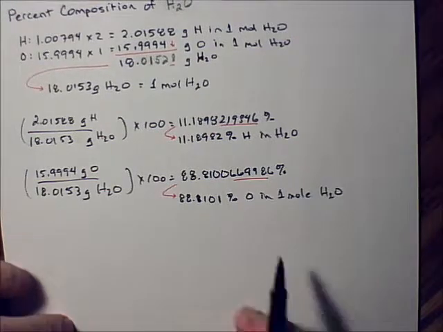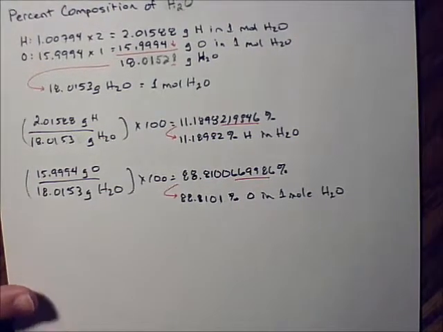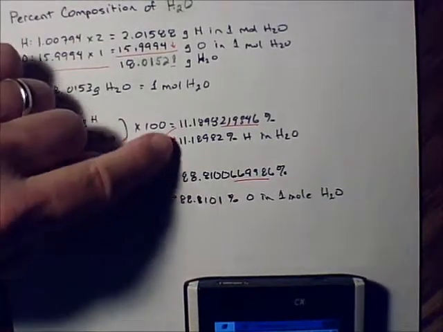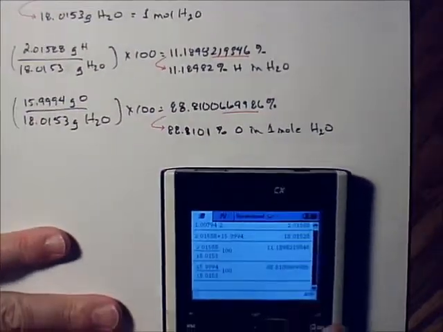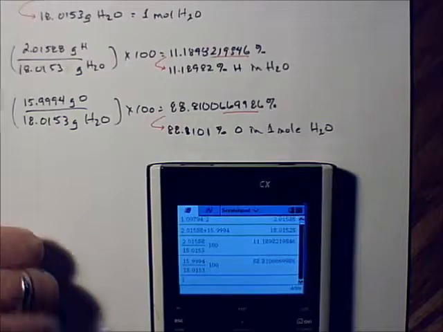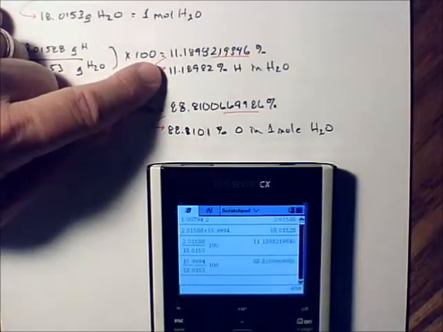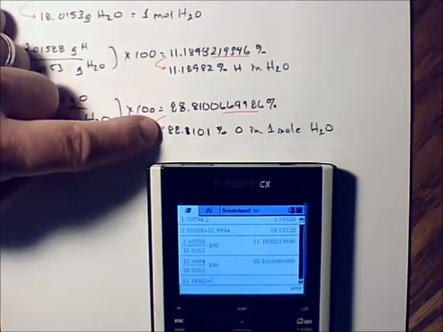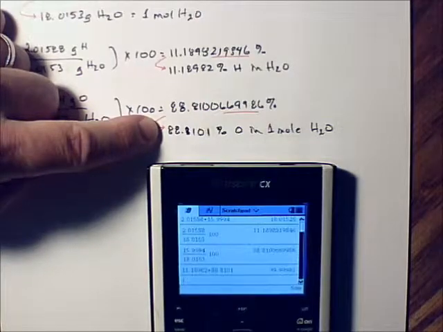Okay? So that's your mass percent. Now, if you want to check your work, you'll add these two percentages together. If this is all the percentages, then when you add these together, you should get pretty close to 100. So let's see, 11.18982 plus 88.8101. Pretty close to 100.